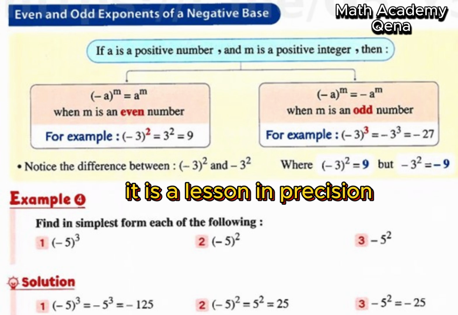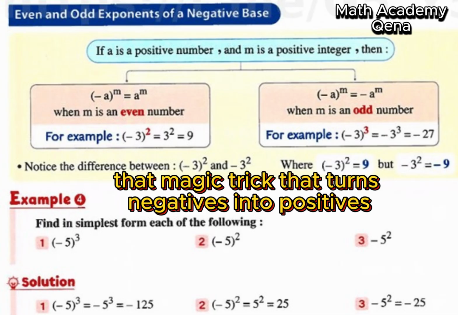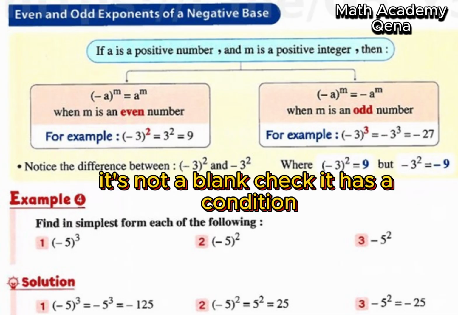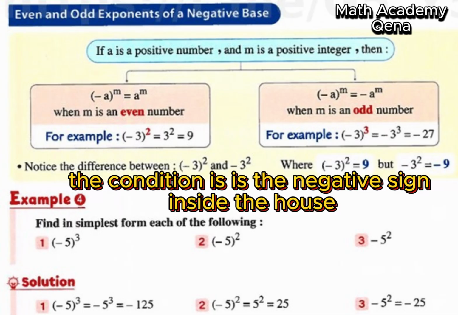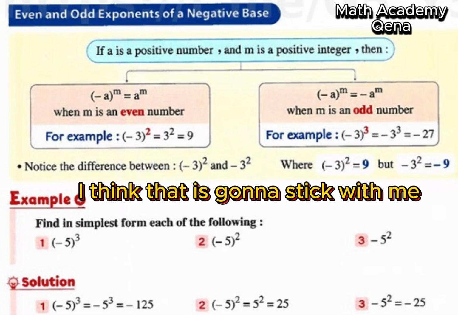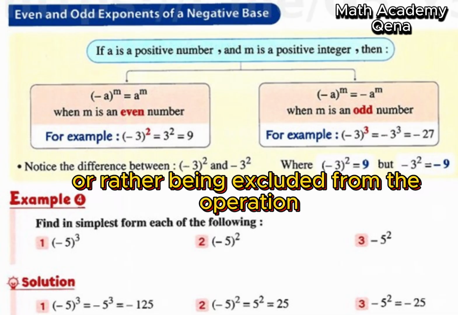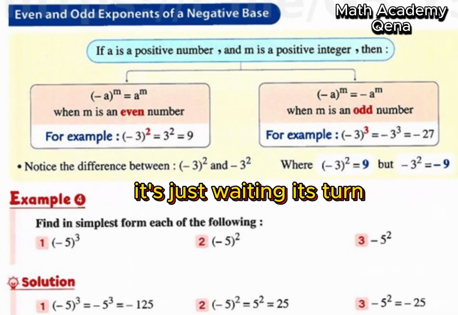It is a lesson in precision. The even power rule, that magic trick that turns negatives into positives, it's not a blank check. It has a condition. The condition is the negative sign inside the house? If it is outside, the rule doesn't apply. I think that is going to stick with me. The idea of the naked negative being vulnerable, or rather being excluded from the operation. Excluded is the perfect word. It's just waiting its turn.